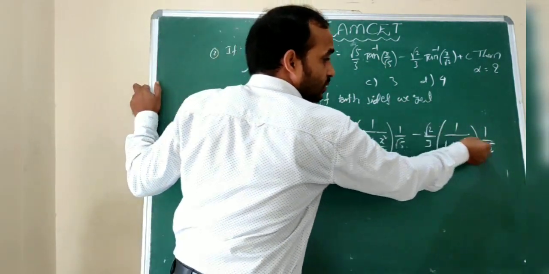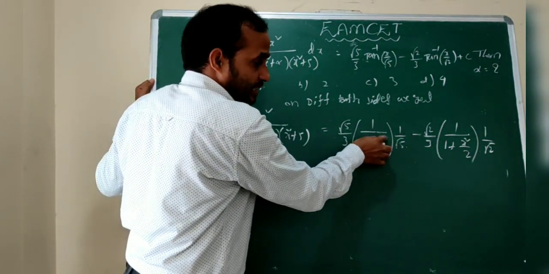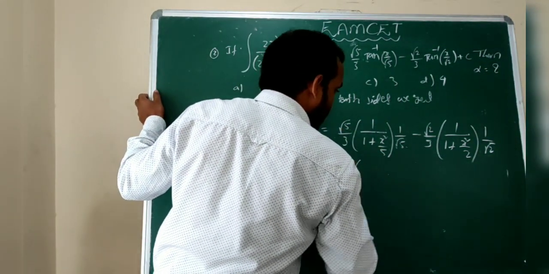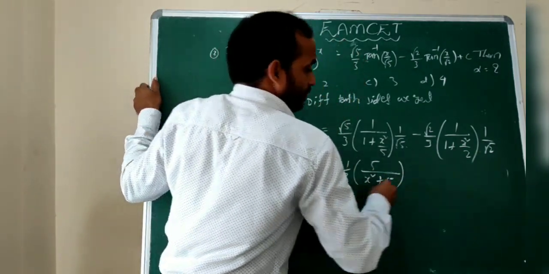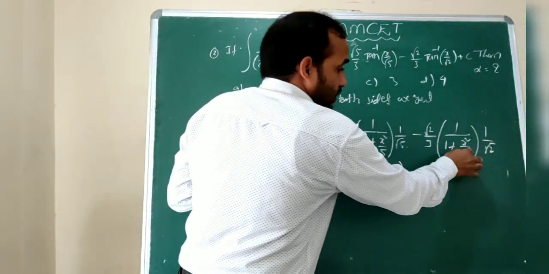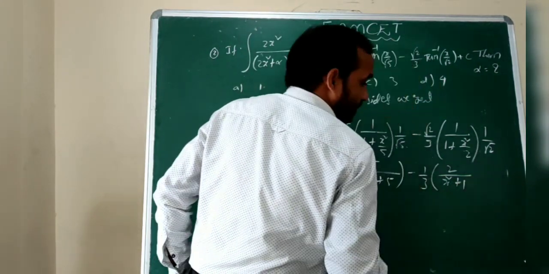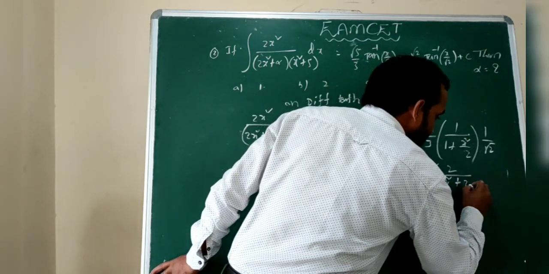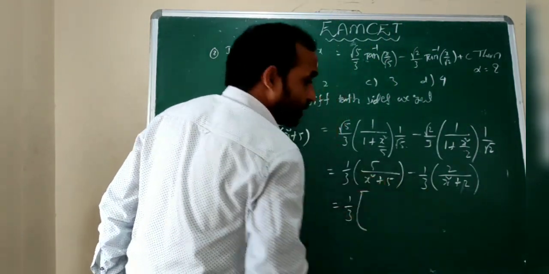Here root 5 cancels, root 2 cancels. So the remaining term: here LCM is 5 plus x square. The 5 in the denominator goes to the numerator, that means 1 by 3 into 5 by (x square plus 5) minus 1 by 3. Here 2 is LCM, 2 plus x square. The 2 in the denominator goes to the numerator, that means 2 by (x square plus 2). Root 2 cancels out. So that means 1 by 3 is common.